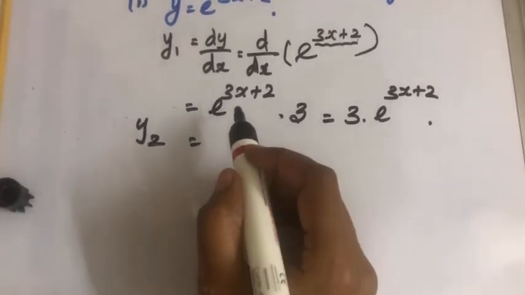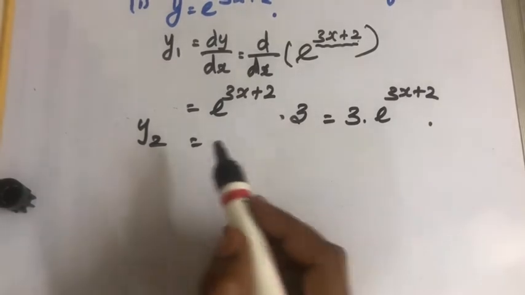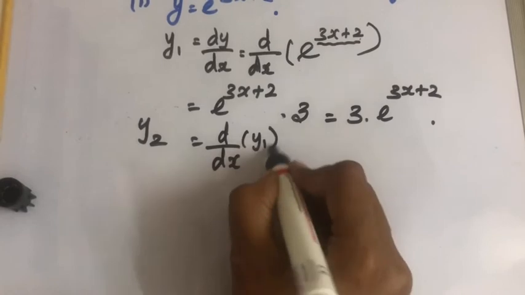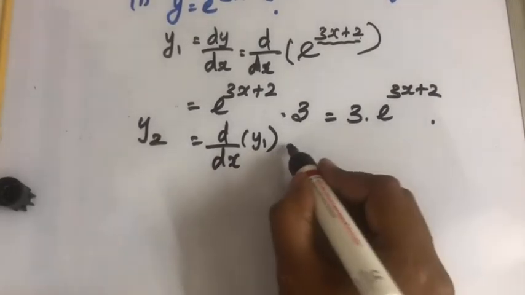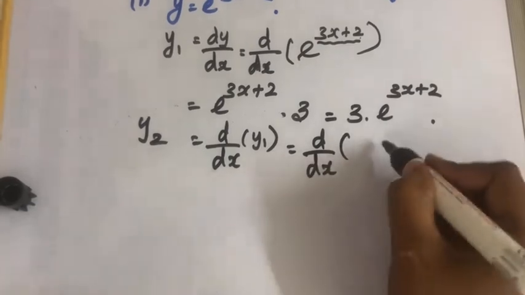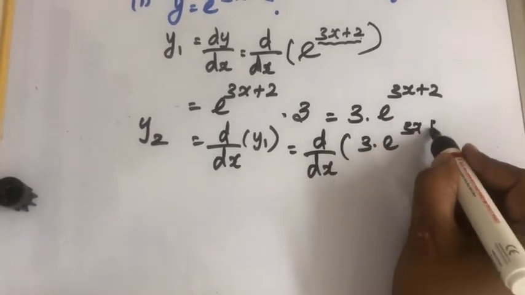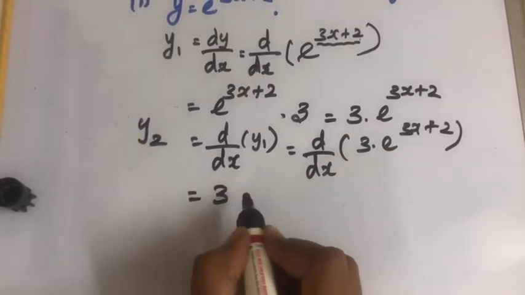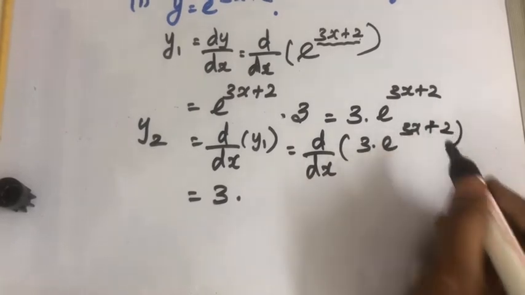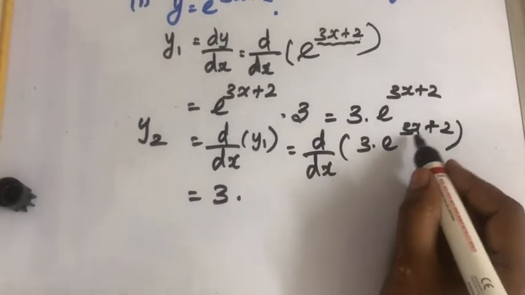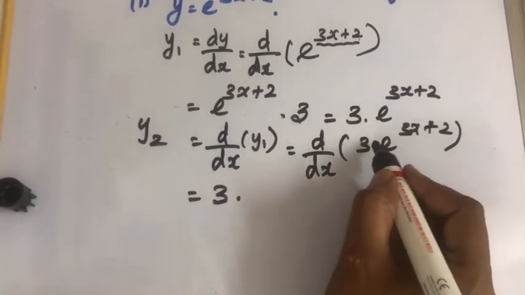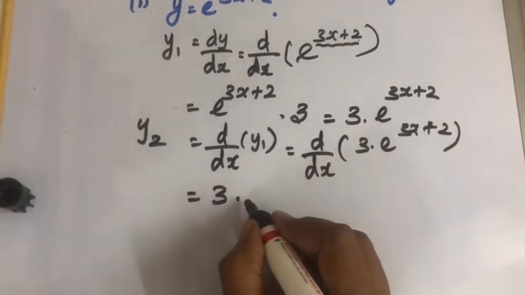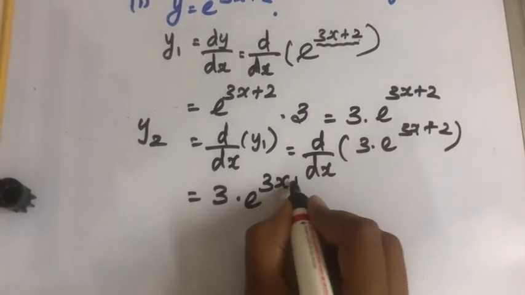y2 is equal to, again we have to differentiate this to get y2. That is d by dx of y1. Okay, to get y2 you have to differentiate y1 again. So d by dx of 3 into e power 3x plus 2. 3 is a constant. So 3 into e power 3x plus 2. While differentiating e power, we can take 3 outside. Okay, as it is a multiplication, we can take 3 outside. While differentiating e power 3x plus 2, we get again e power 3x plus 2.